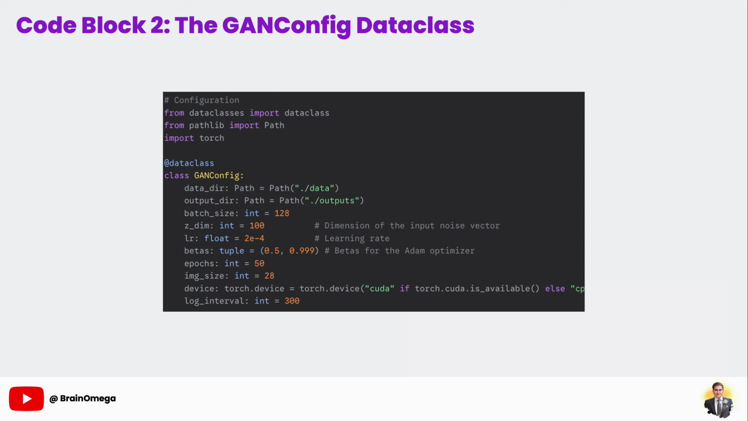It's like a central control panel for our entire project. We can define all our key parameters right here. For example, z_dim is the dimensionality of our input noise vector. Think of this as the DNA for each image. A 100-dimensional vector of random numbers is the seed from which an entire image will be grown. lr is our learning rate, and betas are specific parameters for the Adam optimizer that control its momentum. By keeping all these settings in one place, we can easily tweak them, run a new experiment, and see what works best, all without changing our core logic.